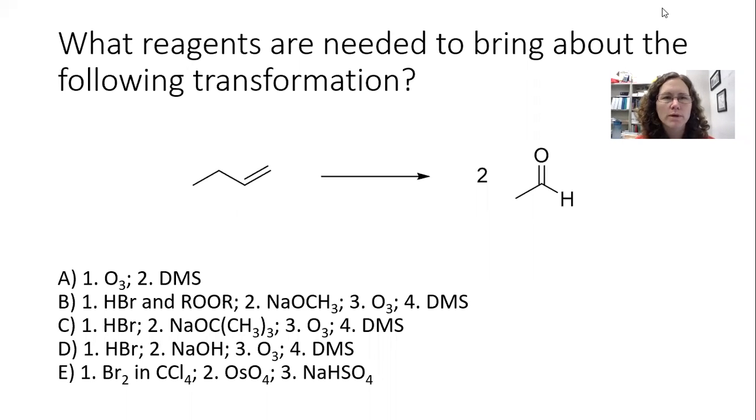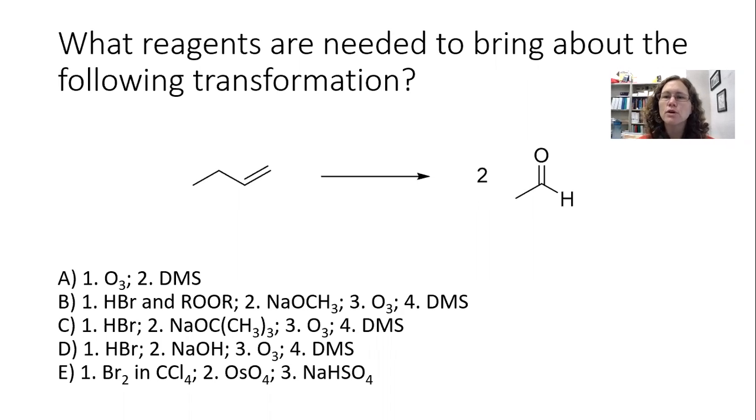This question asks, what reagents are needed to bring about the following transformation? So at the start, this is a synthesis question. We have a starting material, we have products, but we don't know what reagents we need or how many steps we need. So our job is to figure out how we get from point A to point B. There are two main things to always think about when you have a synthesis question.